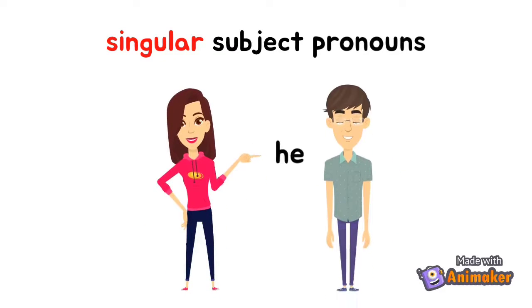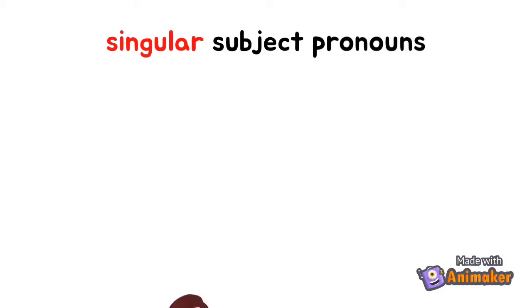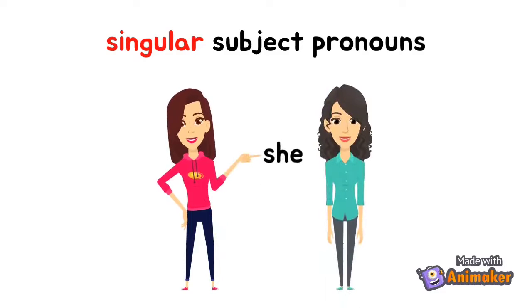There are 3 different subject pronouns for third person singular. One of them is he. He is used for boys and men. He wears glasses. Next one is she. She is used for girls and women. She likes green.